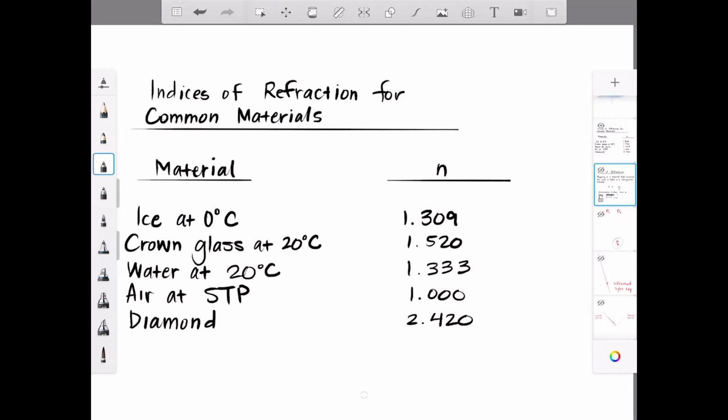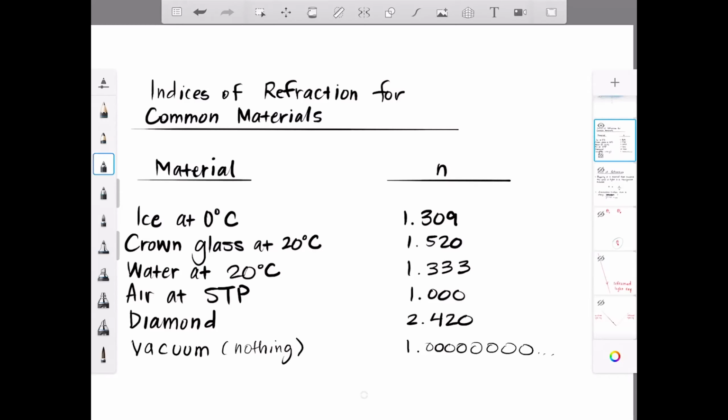Diamond, 2.42. And let's add one more to this, something known as the vacuum, which is literally nothing. That one is exactly 1.00. We could do this forever. But if we're talking about regular air, we could approximate it to 1.00 as well.